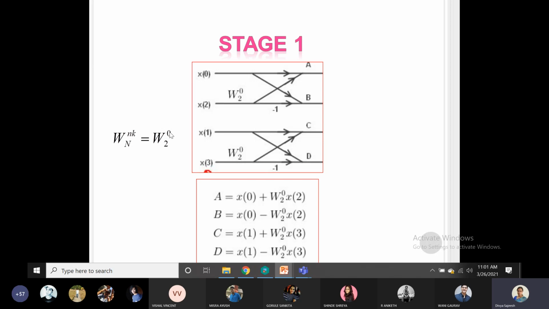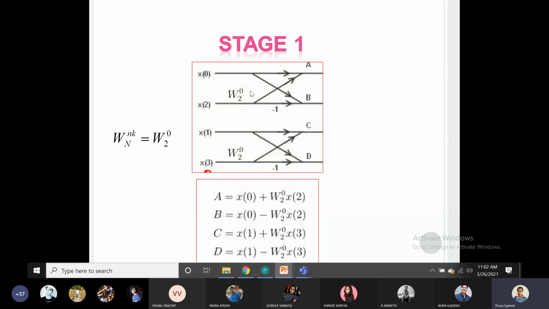Now here in W suffix N raised to superscript, whatever the k value is, that will keep on changing in each stage. We will see how the values of nk are going to change. We will take an example and do that. So let us see stage 1. Let us assume that in stage 1 we are taking 2 butterfly diagrams. In the first butterfly diagram, the inputs are x0 and x2. For the second butterfly, the inputs are x1 and x3.